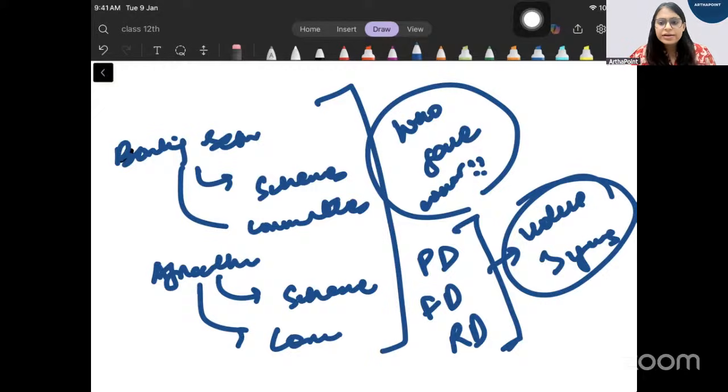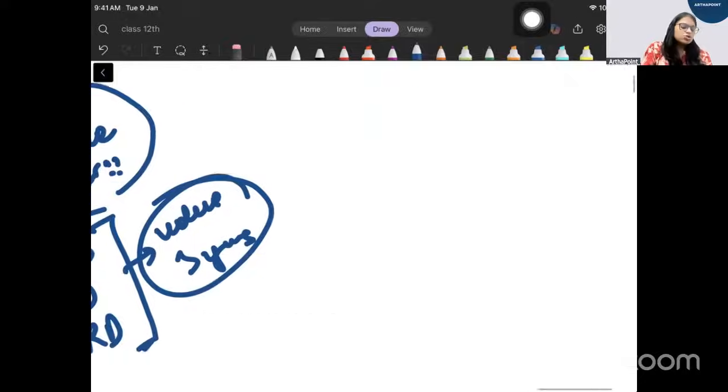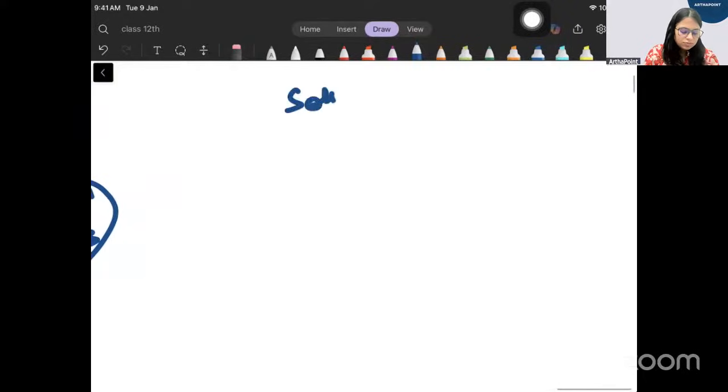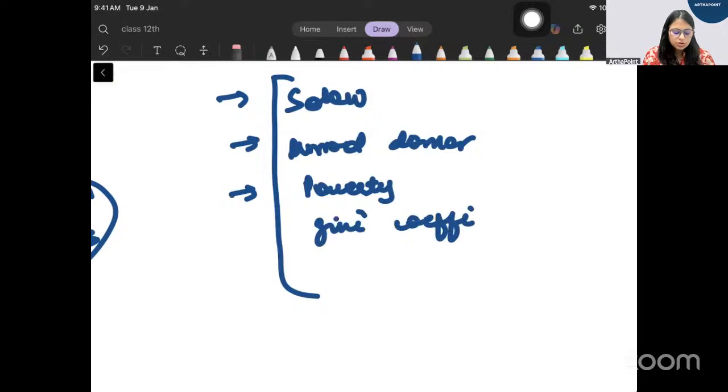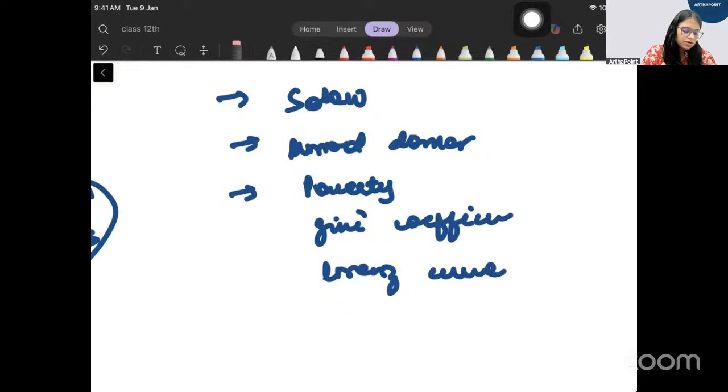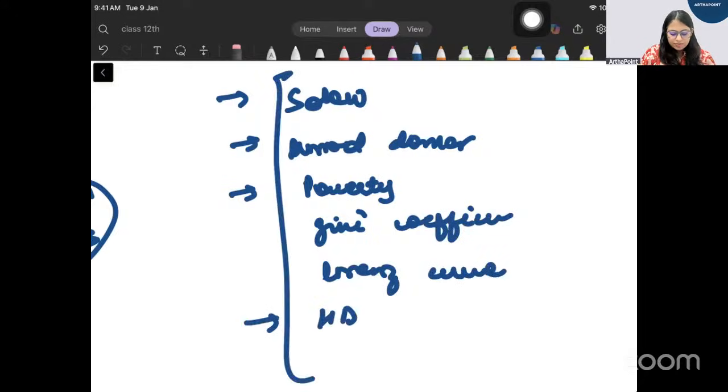Yes, I am planning to take one on Indian economy, as I said. Devico for CUET, yes. So you have to do Solow, Harrod-Domar, you have to do poverty, ways to calculate poverty, Gini coefficient, Lorenz curve, HDI, sustainable development goals.